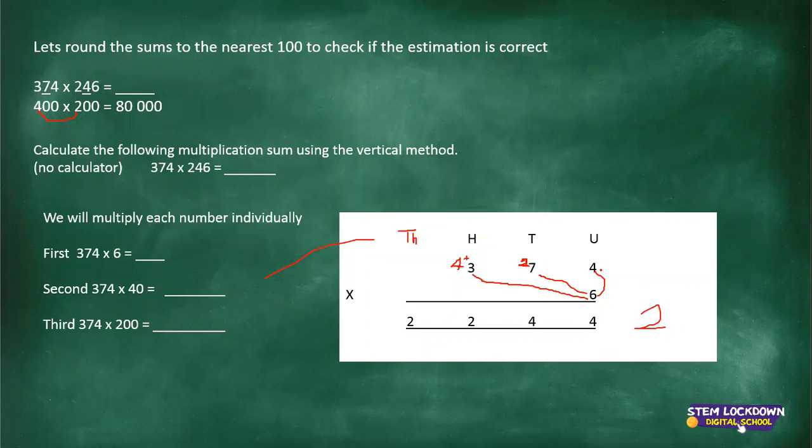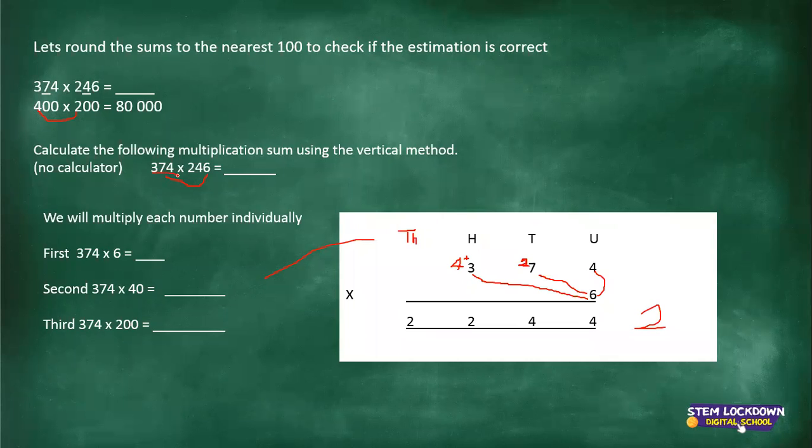6 times 4 is 24. So you put the 4 here and you carry the 2. 6 times 7 is 42. So the 42 plus this 2 here gives us the answer of 44. So we put the 4 and we carry the other 4 here into the hundreds column. Then we multiply 6 times 3 is 18. 18 plus this 4 gives 22, and we get the answer 22. So what we basically did is we multiplied this 6 here with this whole number here.